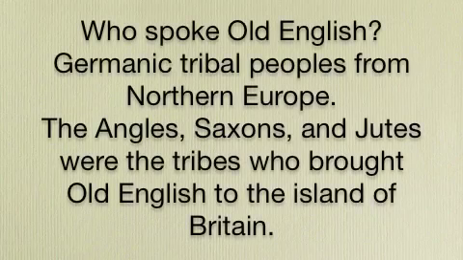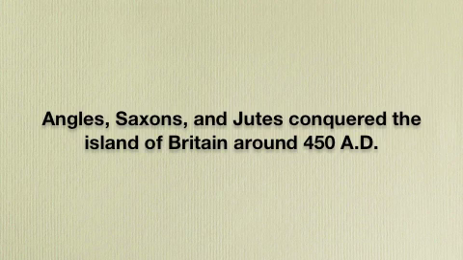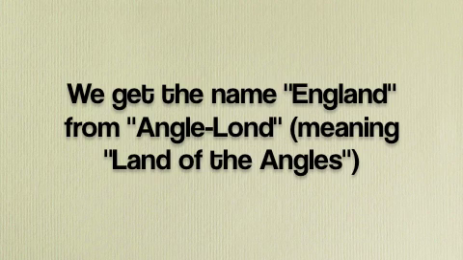Who spoke Old English? Germanic tribal peoples from Northern Europe. The Angles, Saxons, and Jutes were the tribes who brought Old English to the island of Britain. Angles, Saxons, and Jutes conquered the island of Britain around 450 AD. In fact, we get the name England from Engelland, meaning land of the Angles.